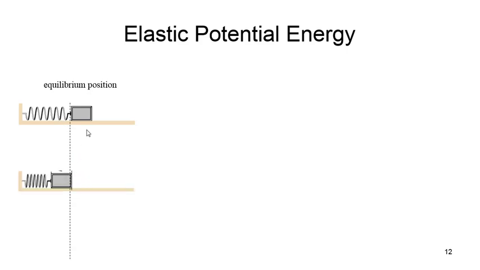So let's say we take the mass and we push it to the left. Now the spring is being compressed a distance of delta x, and that delta x is measured with respect to that equilibrium. So whatever the distance is from this point in space to this point in space, that's the delta x. That represents how much the spring is compressed. I could also start with the mass here and stretch it out. Now the spring is stretched by a certain distance delta x, where delta x represents the distance between that equilibrium position and where the spring is stretched to.